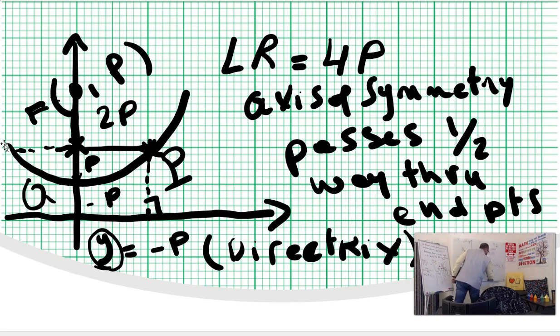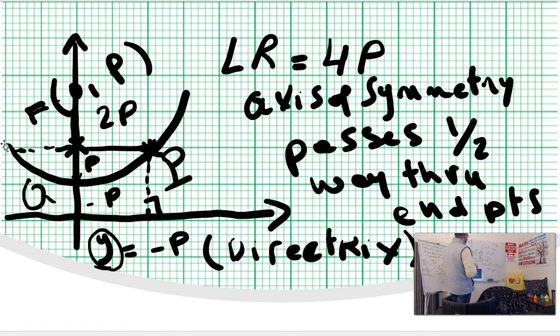There you have it. X squared equals 4py minus 1. Okay? So, where did that 4 come from? We're going to explain it extensively in this video or in the next video.